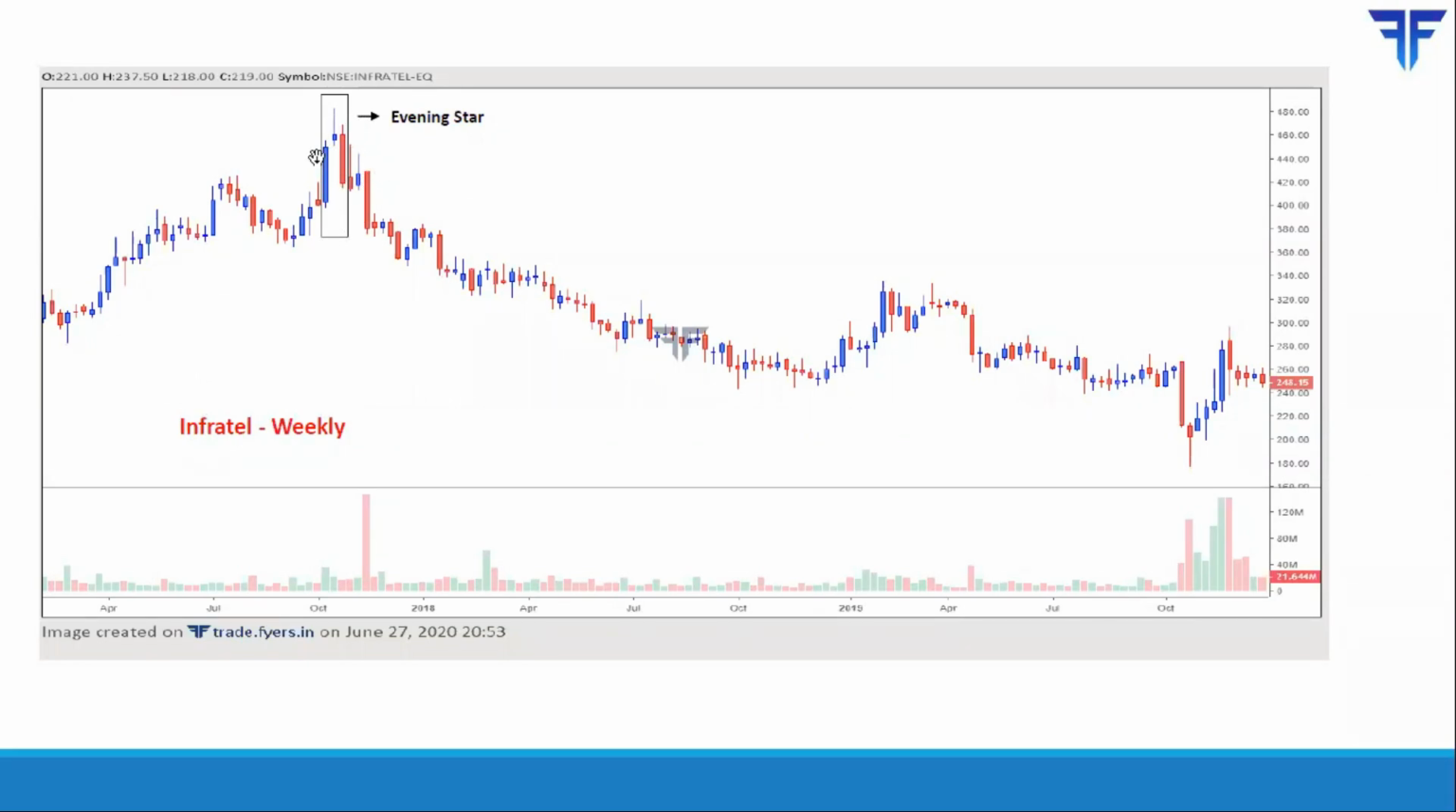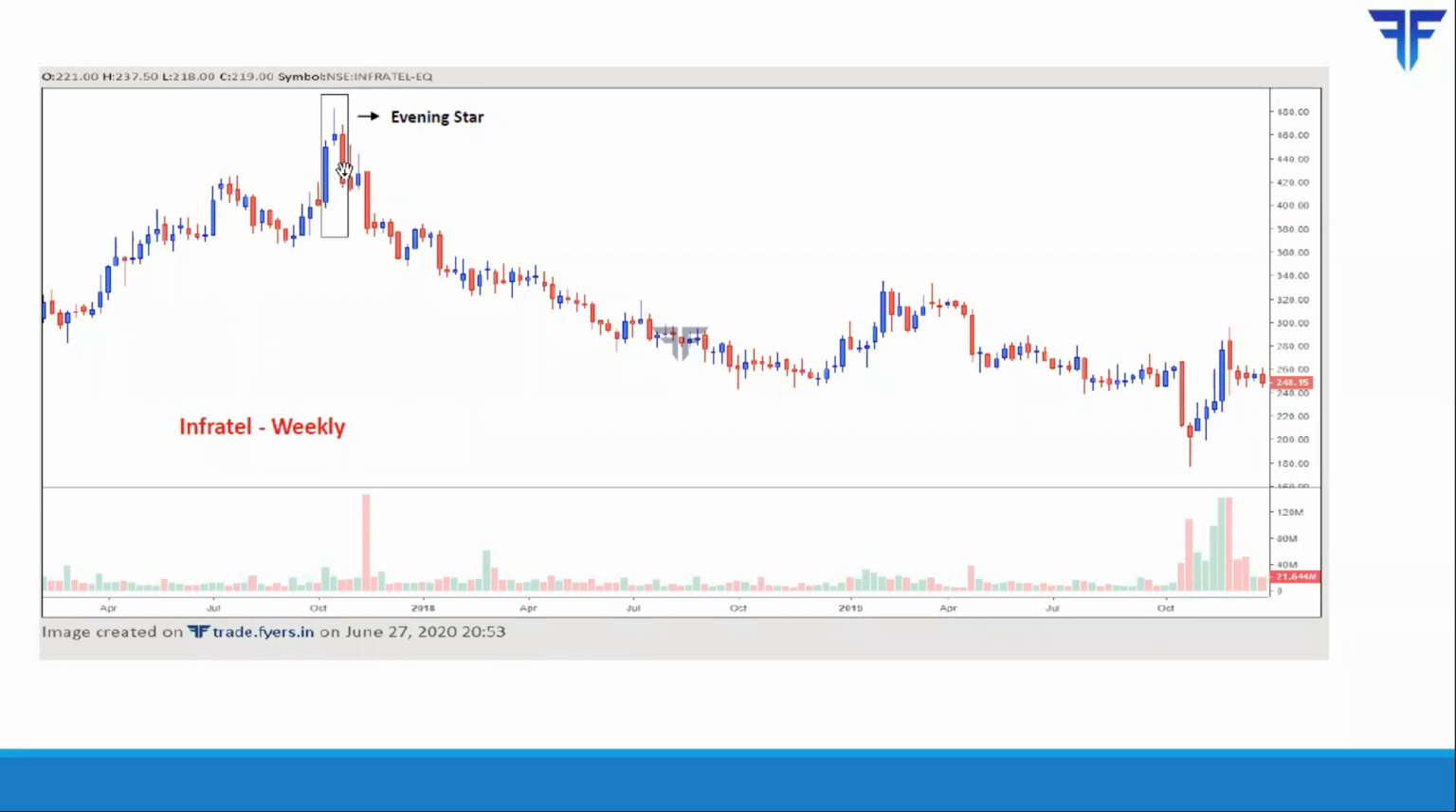The first candle is a tall bullish candle. The second candle resembles a spinning top kind of pattern whose body is above the body of the first candle. Then the third candle opens in the vicinity of the second candle, but then closes sharply below the midpoint of the first candle.